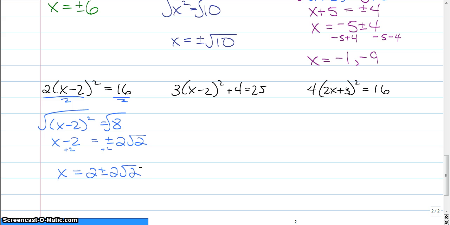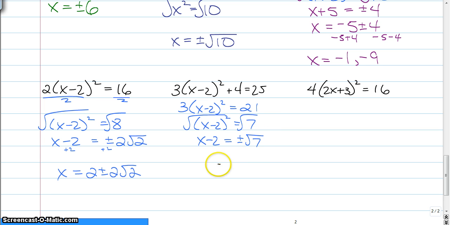That's it. You're done. So this guy over here, you subtract your 4 from both sides. You end up with 3 times x minus 2 squared is equal to 21. Divide both sides by 3. You get your x minus 2 squared is equal to 7. Square root both sides, and you get x minus 2 is equal to plus or minus the square root of 7. Add 2 to both sides, and your final answer is x equals 2 plus or minus the square root of 7, and you just leave it alone.